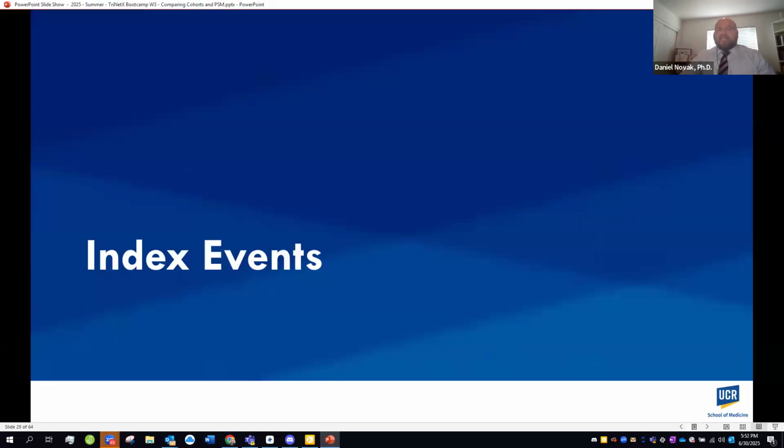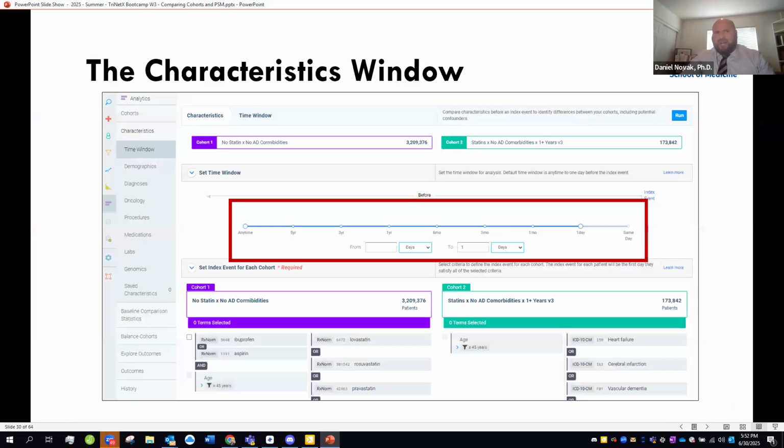All right, index events, a really important epidemiological concept. Hopefully some of you might remember it from your biostats or epidemiology classes, but it's actually a feature that's baked into how this software thinks, which is great for me as an instructor because you have to learn what an index event is in order to even make use of any of this stuff.